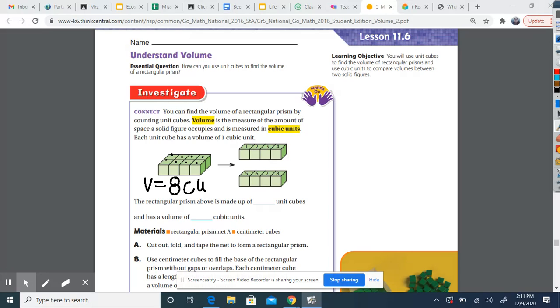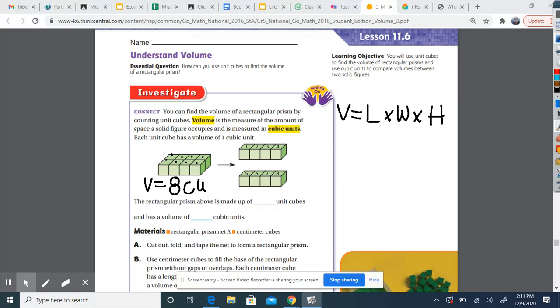An easier way to find your volume when you have a more complicated rectangular prism, which we'll look at in a little bit, is to find volume by this equation. V stands for volume. So volume equals length, the length of the rectangular prism, times width, the width of the rectangular prism, times height, which is how tall the rectangular prism is.